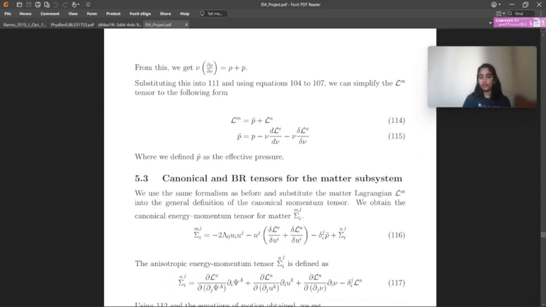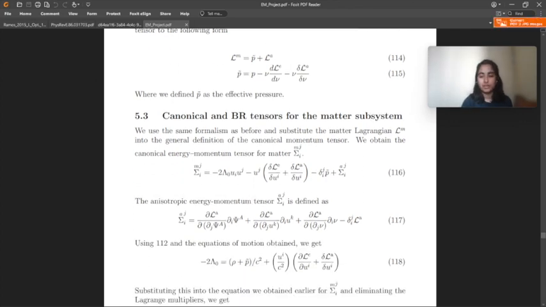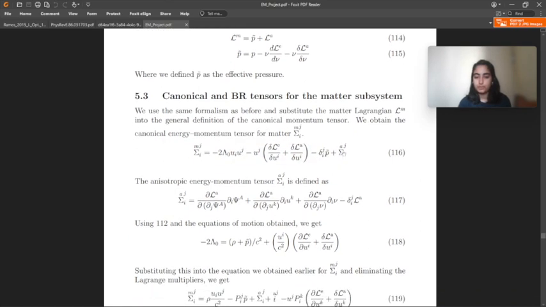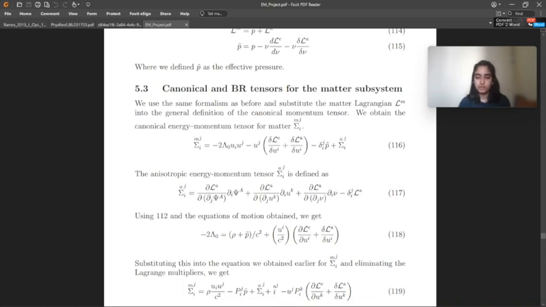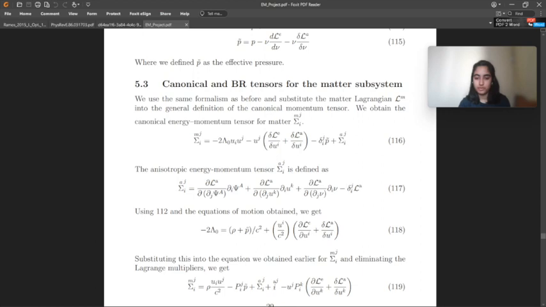Now we have our equation of motion and the Lagrangian. We are ready to calculate the canonical and BR tensors. So from the previous discussion, we know how to calculate the BR tensor once we have our Lagrangian. So we just substitute it in the previous equation, and this is the form we get. And the anisotropic energy momentum tensor is just defined using the definition of the canonical energy momentum tensor, and this is the expression we get.